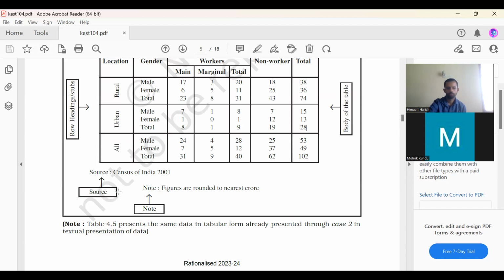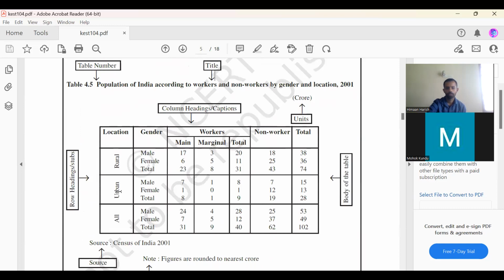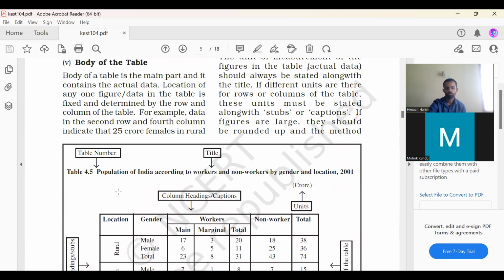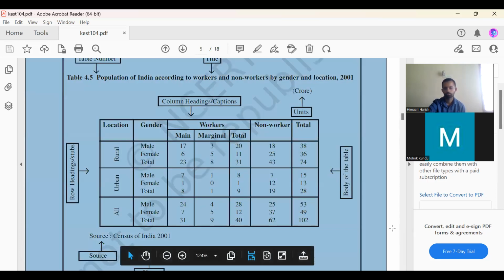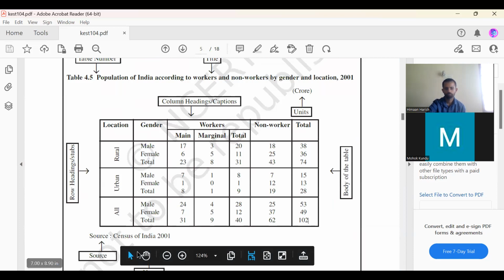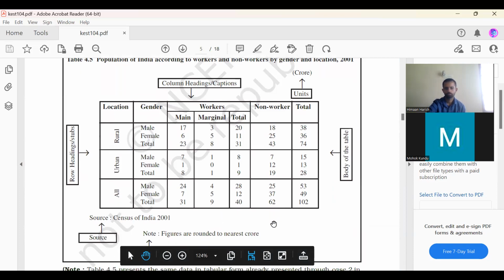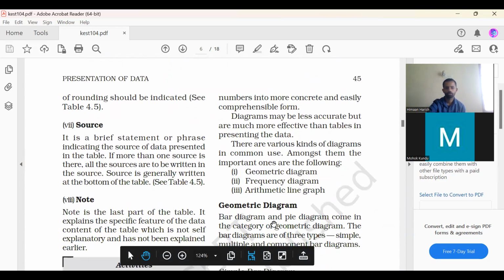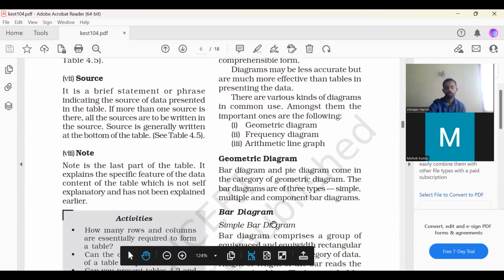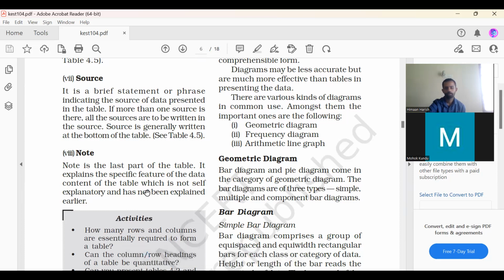And there's a note at the bottom saying note 4.4 presents the same data, which is the same data in tabular form already presented through case 2 and textual presentation of data. So note is the last part of the table. It contains a specific feature of the data content of the table, which is not self-explanatory and has not been explained earlier. So there's an activity given.